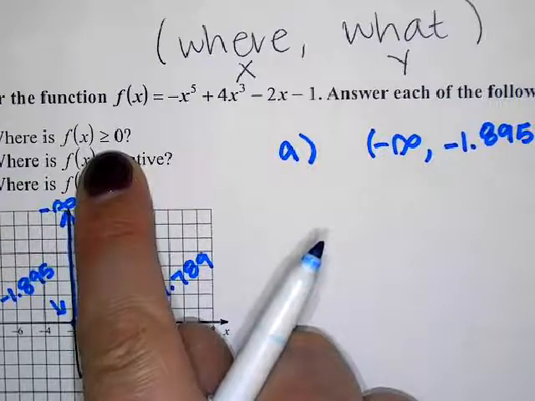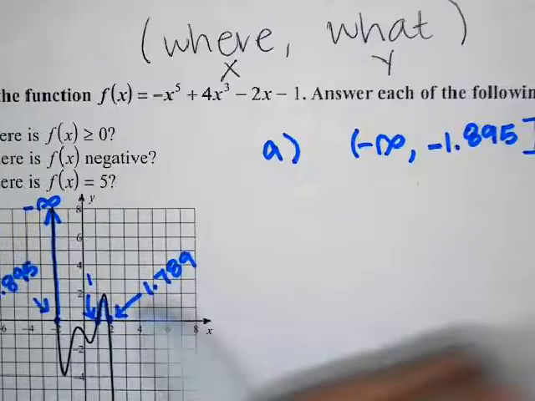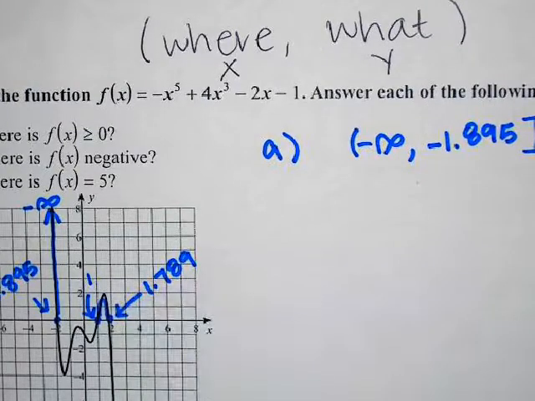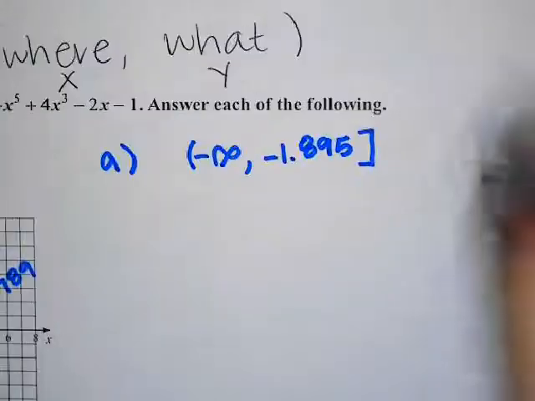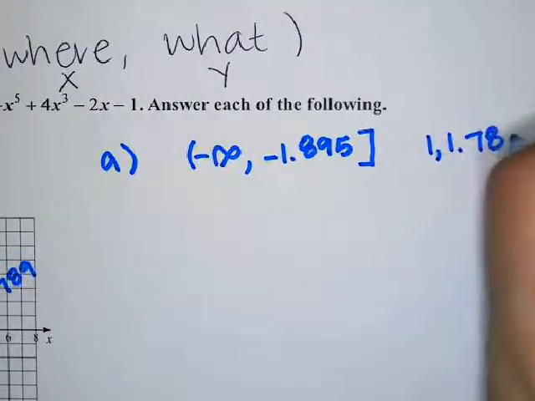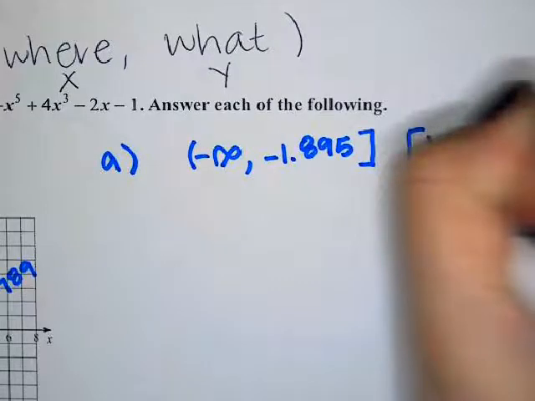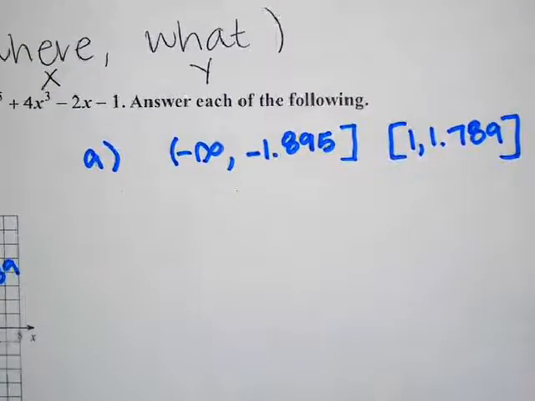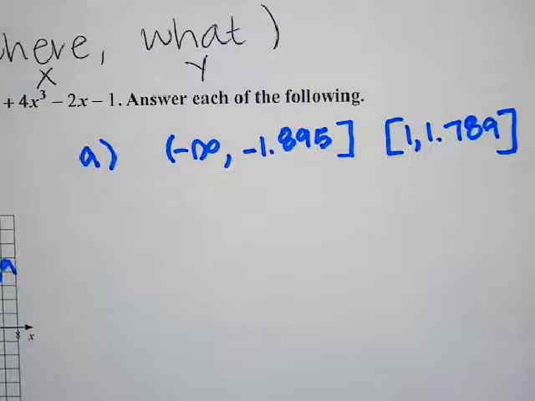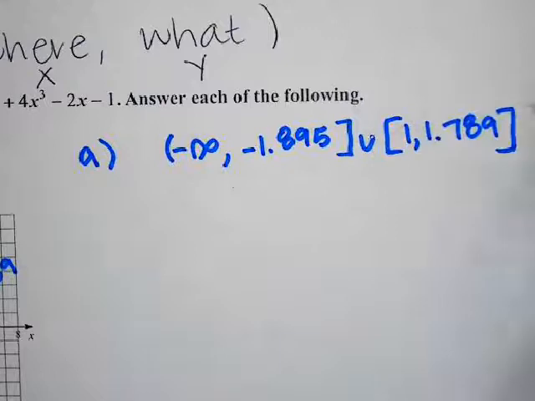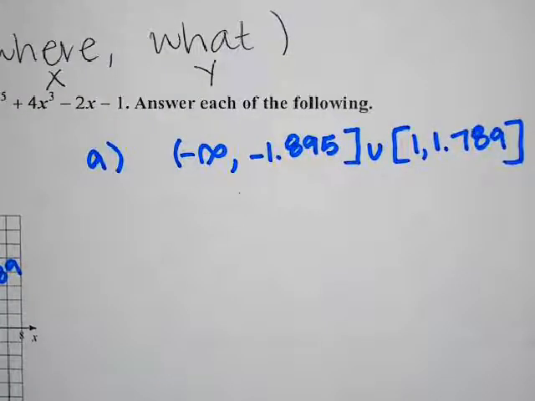How do we do the next set? Okay, 1 to 1.789. And brackets on both sides because we can actually equal those. Those are where y equals 0. And the way the question was phrased, it wants to know where you can equal 0. And put a u in between because we are fancy mathematicians. Wonderful.